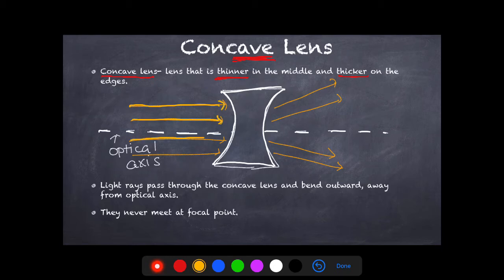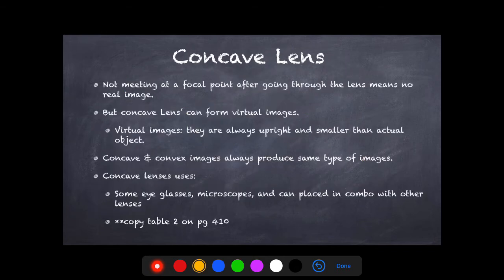So my light rays are coming in parallel to the optical axis. But notice that when they go through the lens, they're actually separating and going away from the optical axis. They are not actually meeting at a focal point, okay? They're going away from it. So, concave lens, they are not meeting at a focal point, okay? Once they go through the lens, that means there is no real image being formed. But concave lenses, they can form virtual images. So though they can't form real images, they can form virtual images.